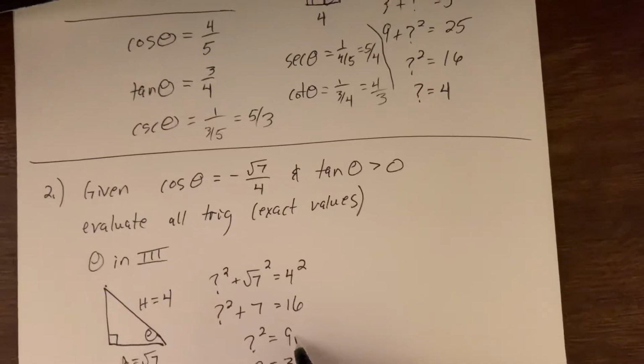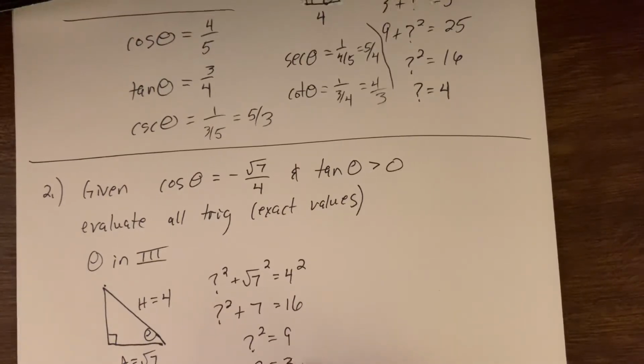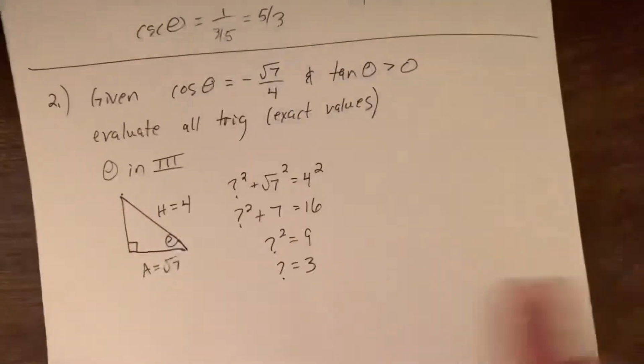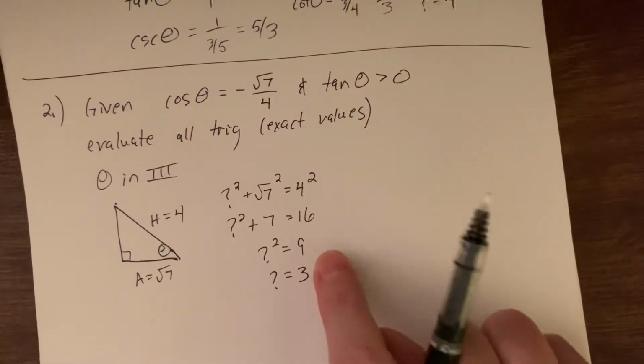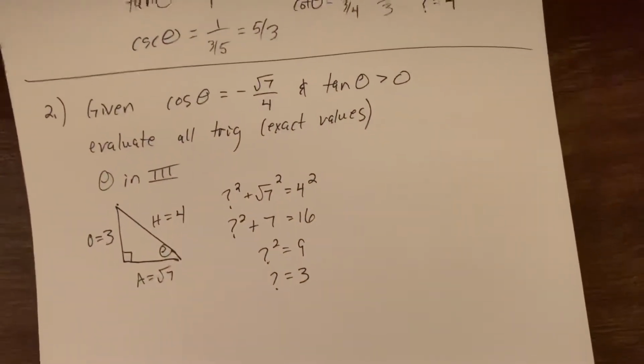If this wasn't a perfect square, like if I ended up here with question mark squared equals 5, I wouldn't want my calculator for the square root of 5. I would just leave it as the square root of 5. But this one, the square root of 9, is so clean, so I definitely take advantage. That gives me the opposite side is 3.